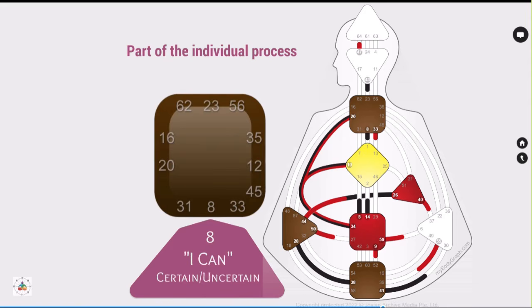Okay, if we're looking at this particular gate, I can. My mind goes, I think I can, I think I can, I think I can. But that's not exactly it. It would be if we had a think voice there. Okay, the I can is more, I know I can. Or I can't. It's certain or uncertain. Notice the keynotes. Normally we would think of certainty coming out of the Ajna, but this is part of the individual process. You know or you don't know.